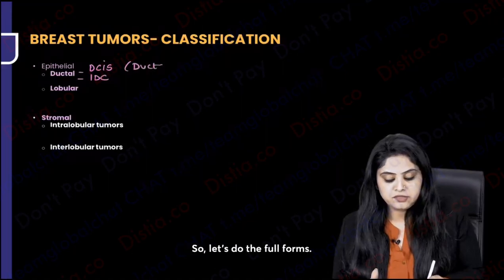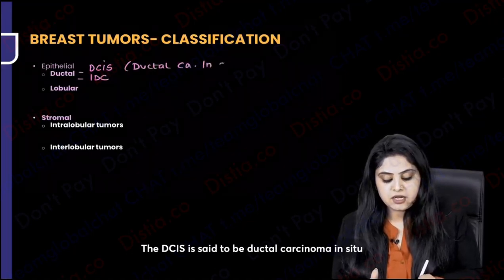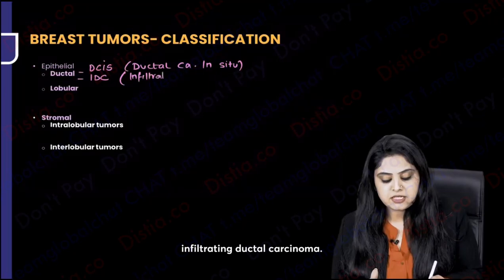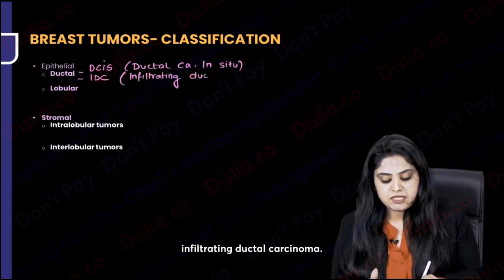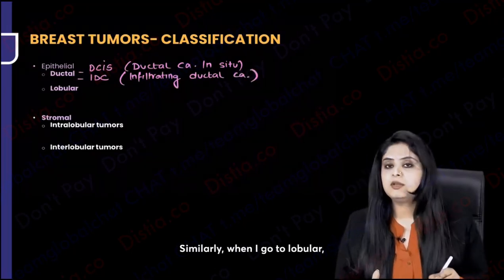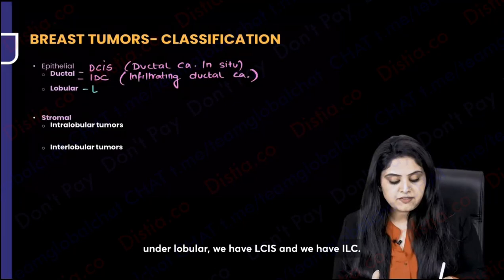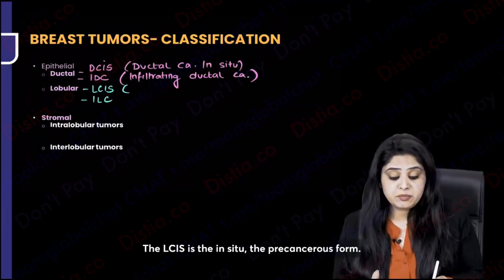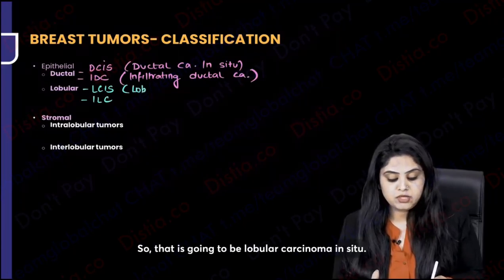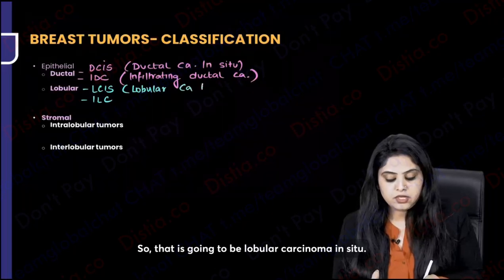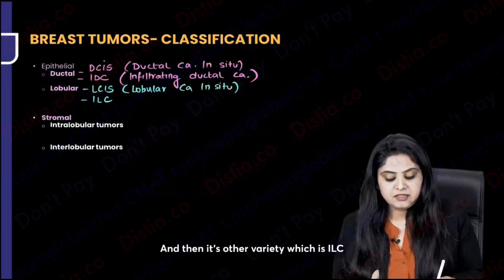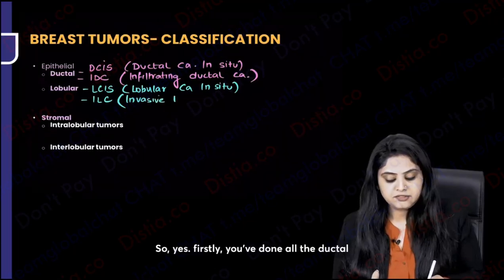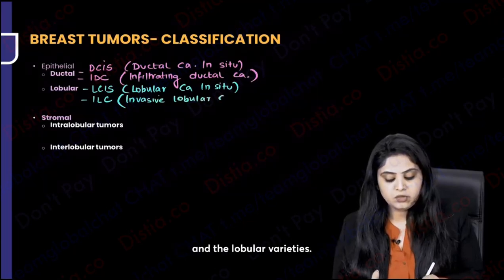So let's do the full forms. DCIS is ductal carcinoma in situ, and IDC is infiltrating ductal carcinoma. Similarly, under lobular we have LCIS and ILC. The LCIS is the in situ, the precancerous form, that is lobular carcinoma in situ, and its other variety, ILC, is known as invasive lobular carcinoma. So firstly, you've done all the ductal and the lobular varieties.